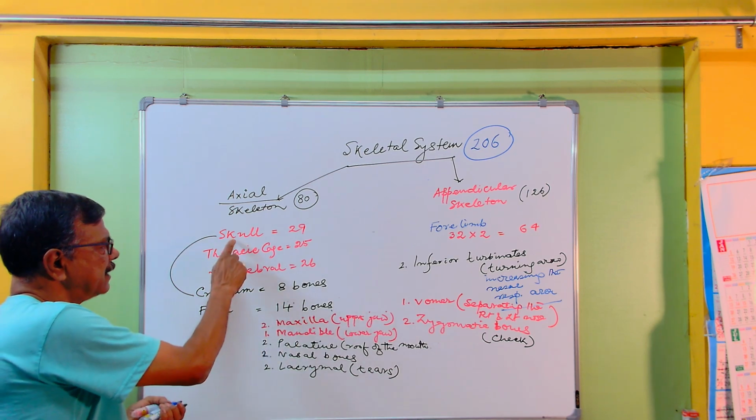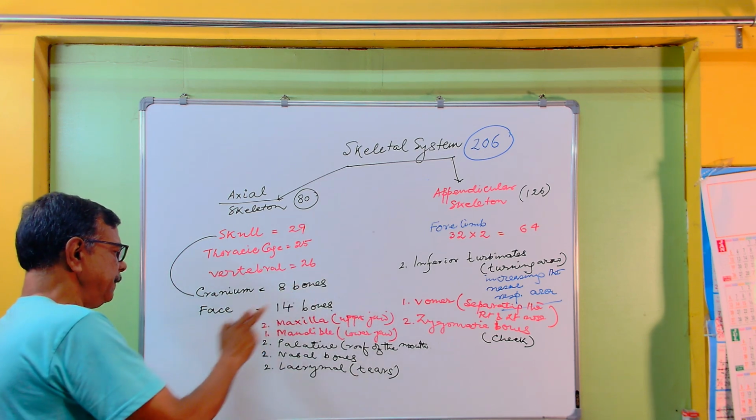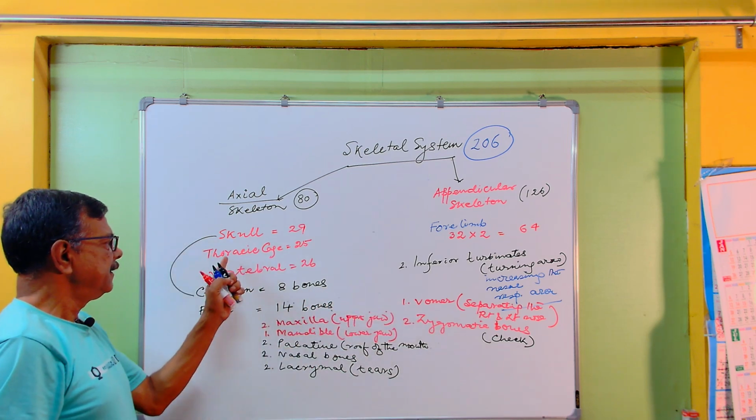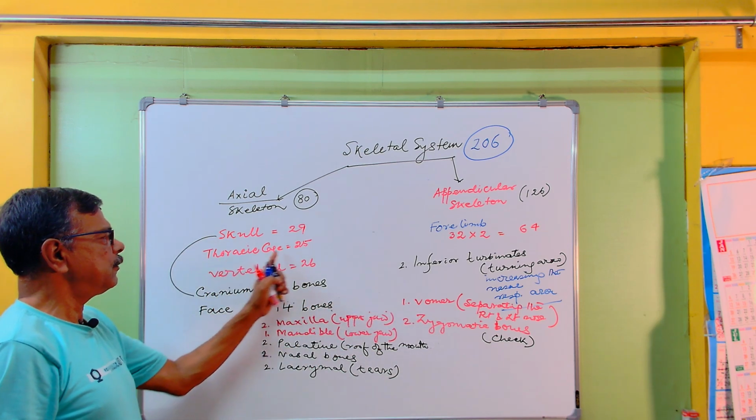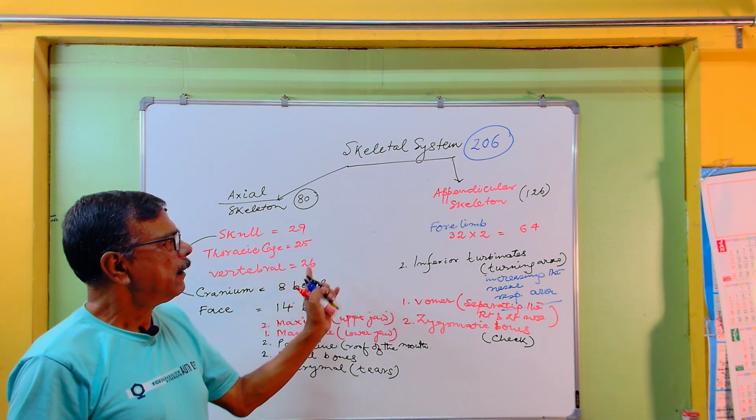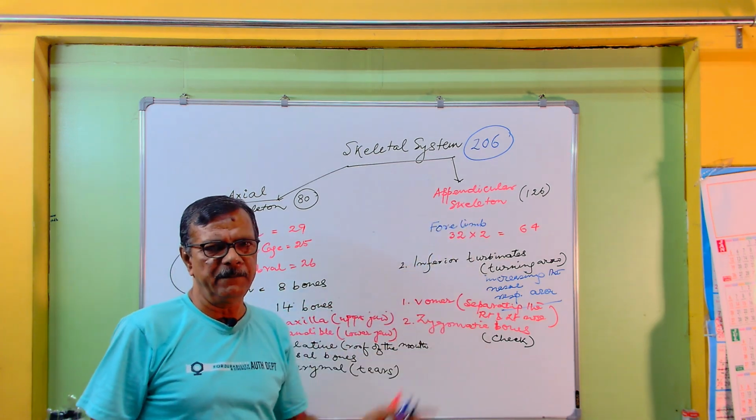So our skull contains 22 bones, of which 8 bones are cranium and the face has 14 bones. That is the total. On the next day, we come to the thoracic cage and vertebrae. Or on the next day, we can also complete the forelimb and hind limb.